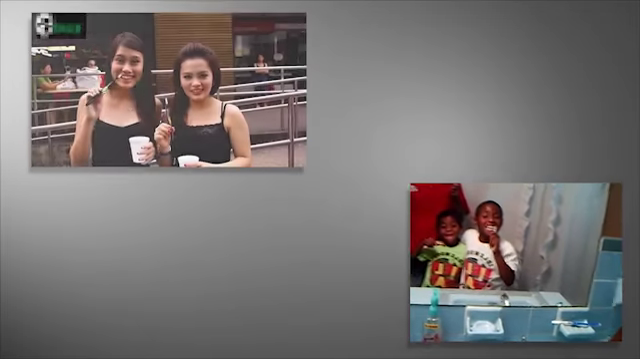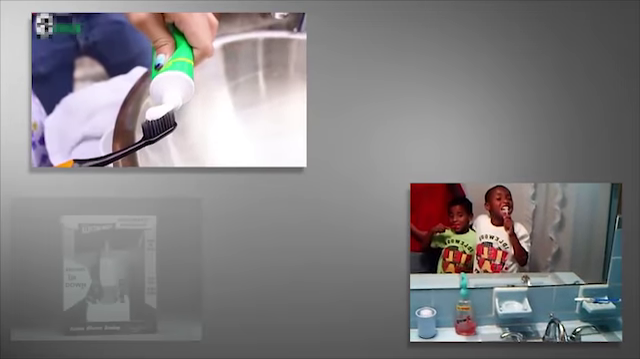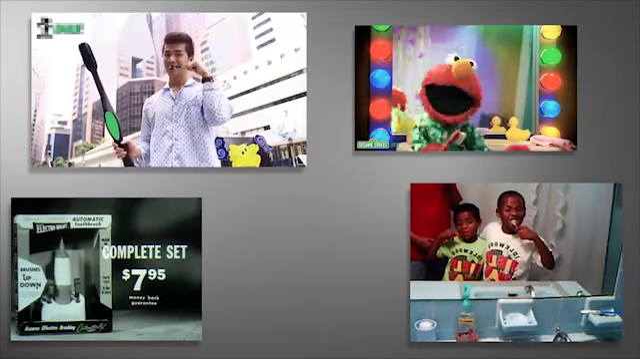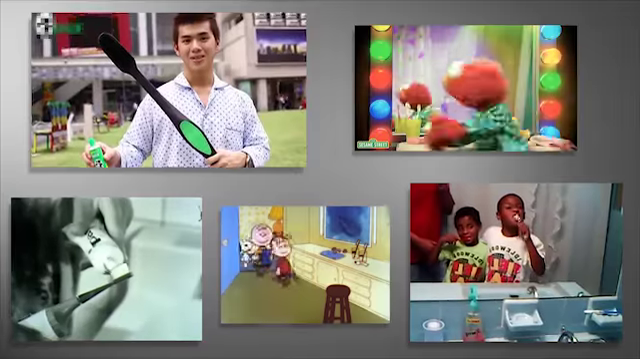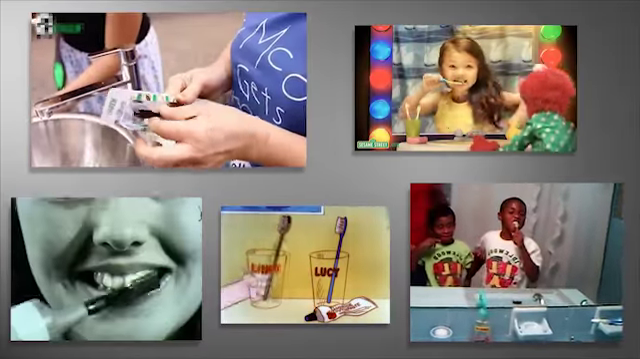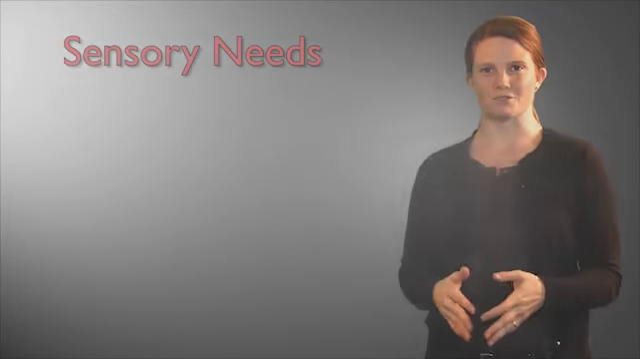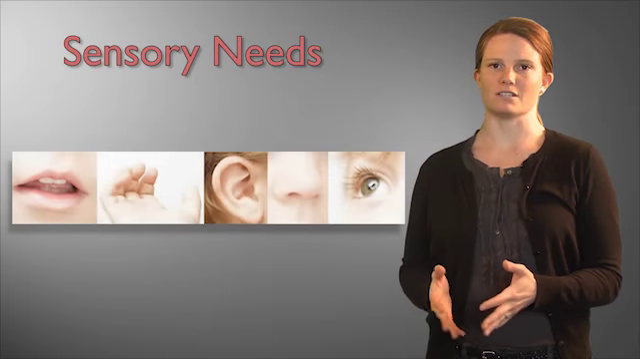Watching others model toothbrushing may help the individual see an activity as a typical expectation of life. Toothbrushing models can be found everywhere. In your home, you or a sibling brushing their teeth, models on TV, commercials, videos from the internet, and daily shows that they watch. Many individuals with ASD have various degrees of sensory needs.